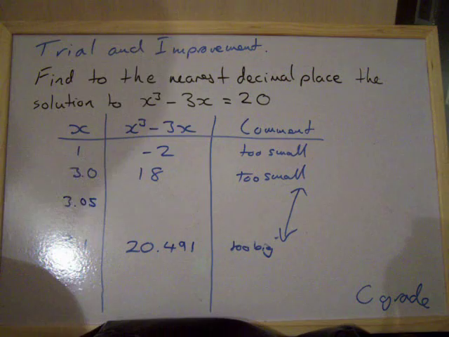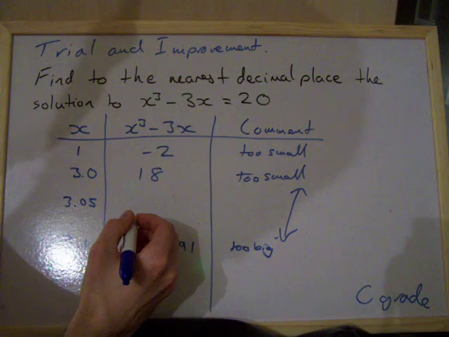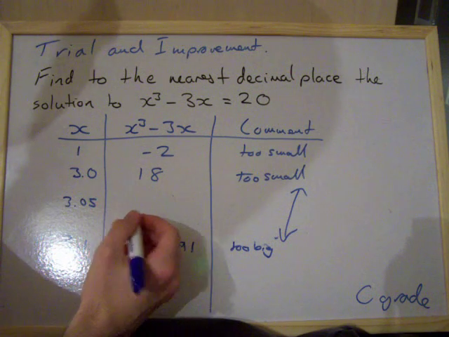Let's do that one. So 3.05 cubed minus brackets 3 lots of 3.05 equals, what do you reckon? Can I have a guess? God, that sounds really lame.